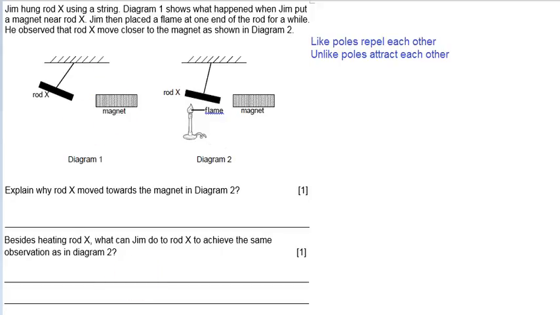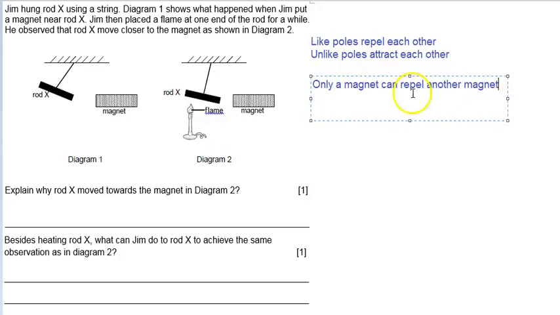We also know that only magnets can repel another magnet. That would mean that rod X is a magnet. And if this is a magnet and this is a magnet, that means these two facing each other must be like poles. If this is north, this must be north. If this is south, then this must be south. So we know that.